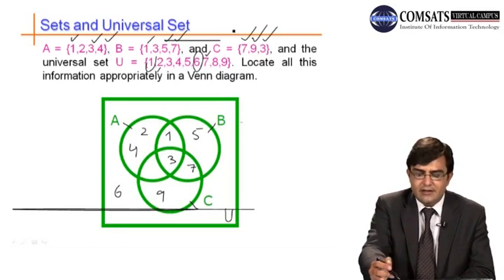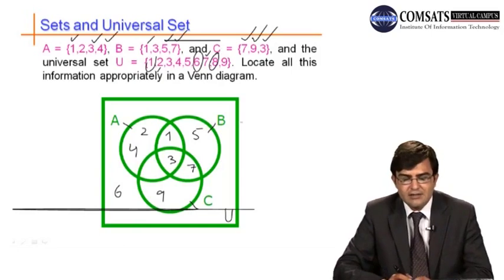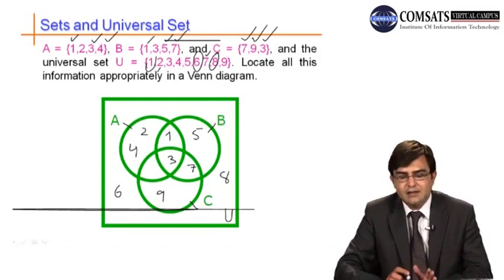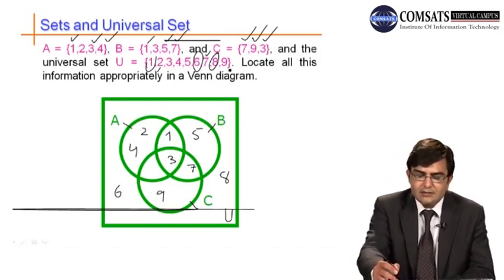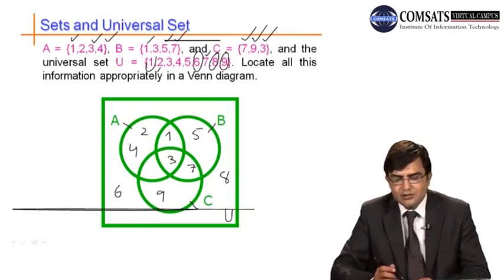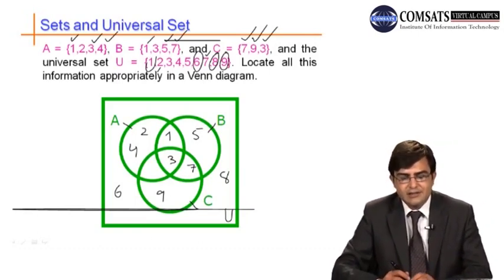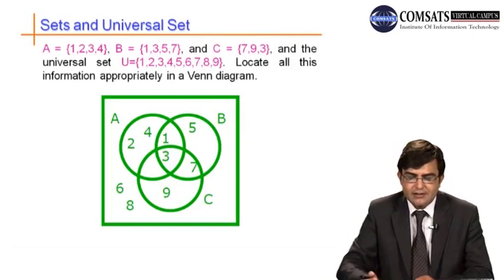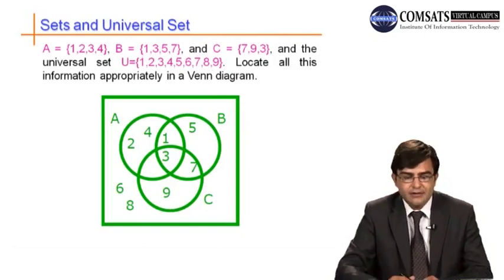7 has been already placed. 8 is another element which is not in A, B, C, so 8 will come somewhere here outside the 3 sets A, B and C. 9 is already been placed in C, so we have placed all the digits, all the members of set A, B, C and U in the Venn diagrams. This is how we place the elements of sets in Venn diagrams. So this is basically the solution of the previous example.